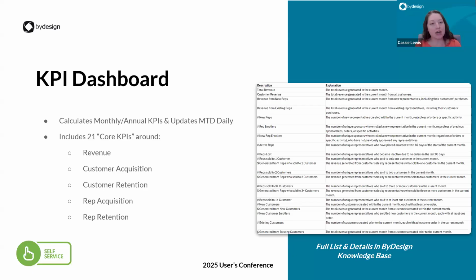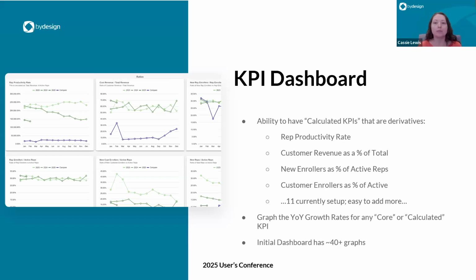Okay, so it's going to start out with about 20 core KPIs already built in. We are looking for feedback on what some of the missing KPIs might be. So if you have any specific ones you're looking for, you can definitely let us know. But what's great is that we're leveraging these core KPIs to actually serve up about 40 different views. So, rep productivity, customer revenue as a percent of your total, new enrollers as a percent of active reps.